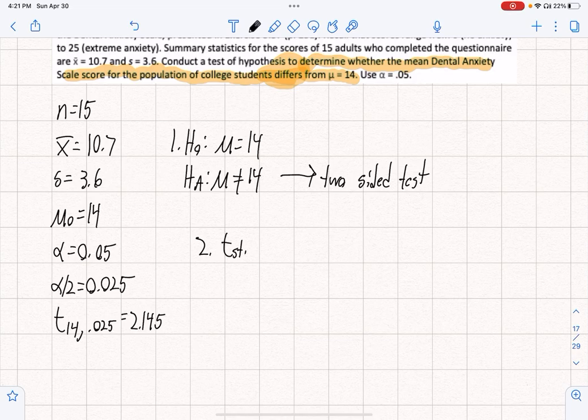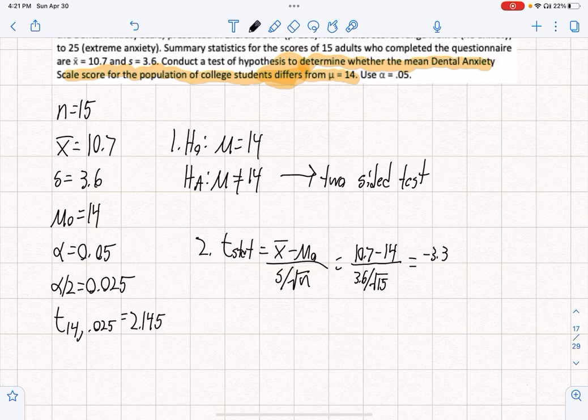Now let's calculate our test statistic. The t stat is x bar minus mu naught over s over root n. So x bar is 10.7 minus our hypothesized value of 14, over s here is 3.6 and the square root of n, or the square root of 15. So I get negative 3.3 over 0.93, and so I get negative 3.55.